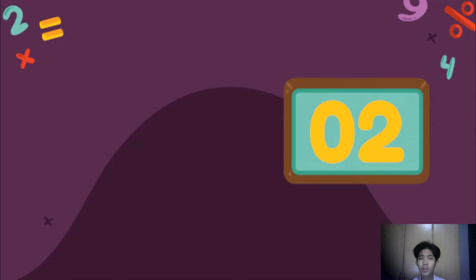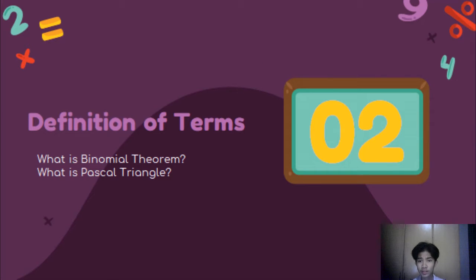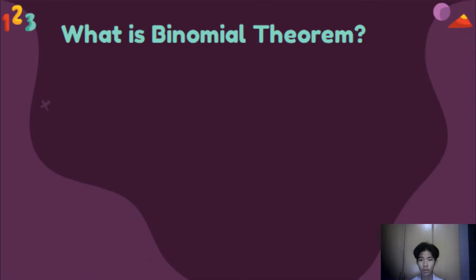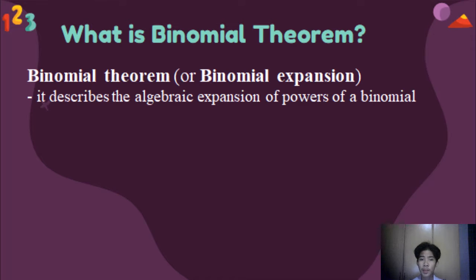So number 2, what is binomial theorem and what is Pascal triangle? So now we will learn all about binomial theorem, or what we call binomial expansion. Binomial theorem describes the algebraic expansion of powers of a binomial. So it is simple as when we multiply a binomial by itself and how many times depending on its exponent.